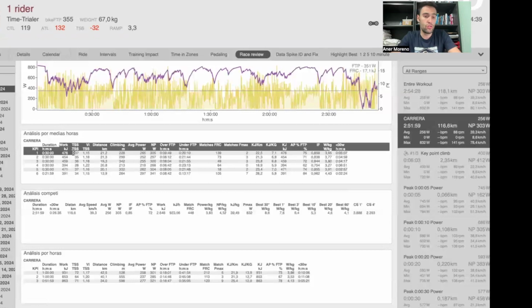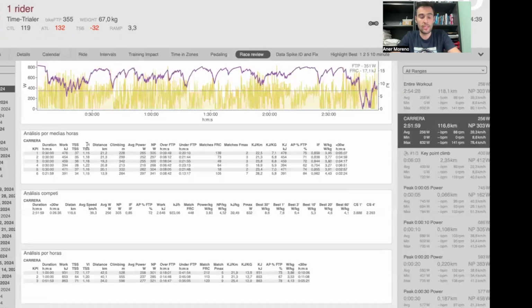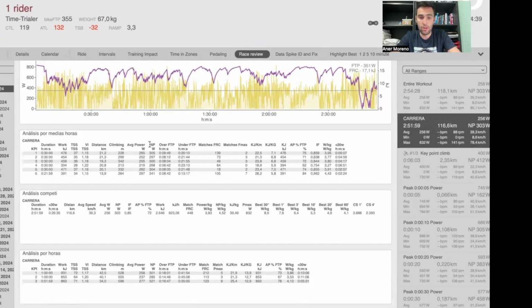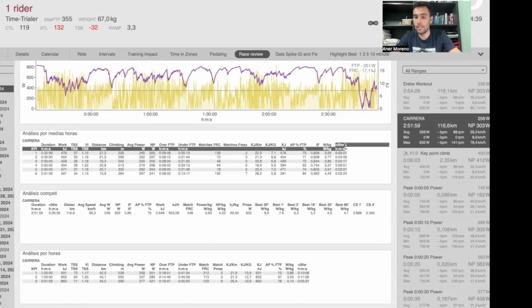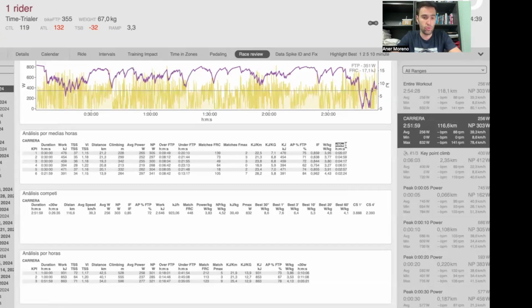And I used to show the work in kilojoules, TSS, distance, climbing, average power, normalized power, time spent over FTP, time spent under FTP, matches in FRC, matches on Pmax, kilojoules per kilometer, kilojoules per kilogram, absolute kilojoules. Here we have the percentage of the FTP, average power, intensity factor of every half an hour, watts per kilo, and time spent under 30 watts.